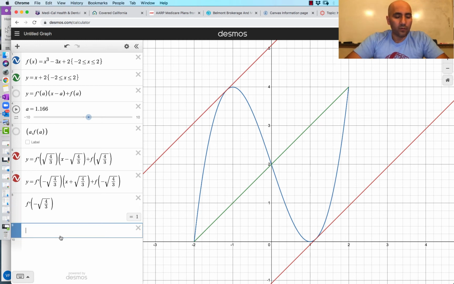It's a 1. What about the other one? We have f prime of positive... Positive or negative, they both give you the same result. The derivative is 1. We know that the slope of this green line is 1. We know that the slope at these 2 tangent points is going to be 1. The derivative evaluated at those 2 input values is 1. So it satisfies the mean value theorem. Okay, let's move on.